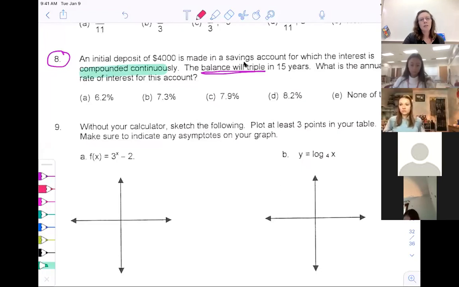So if we want to solve this type of equation, Hannah, what equation or formula would we use to solve this?